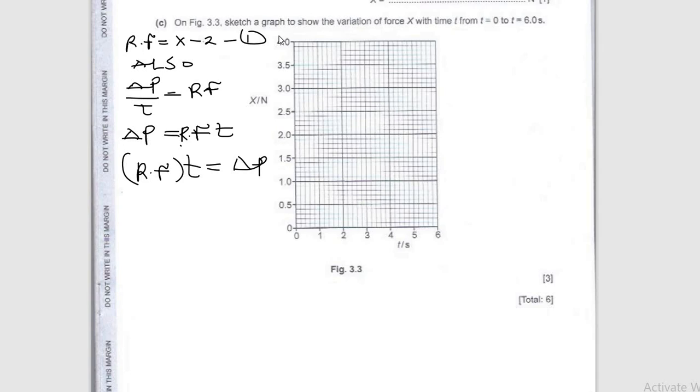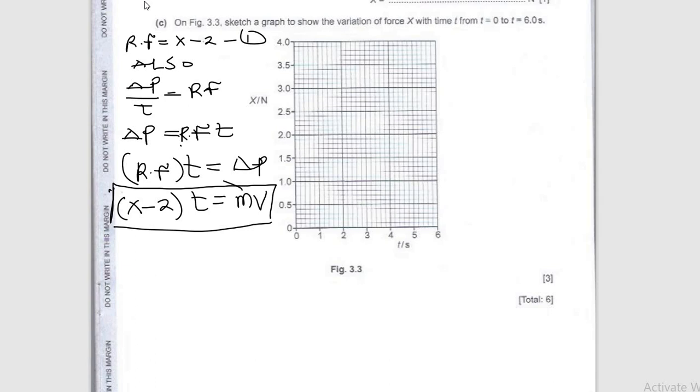From the model, resultant force is x minus 2, multiplied by time. Momentum is mv minus mu, which is just mv because the block is pulled from rest, so u is 0. I'm going to use this model. Now I want to find x. When t is 0, x is 0, of course.